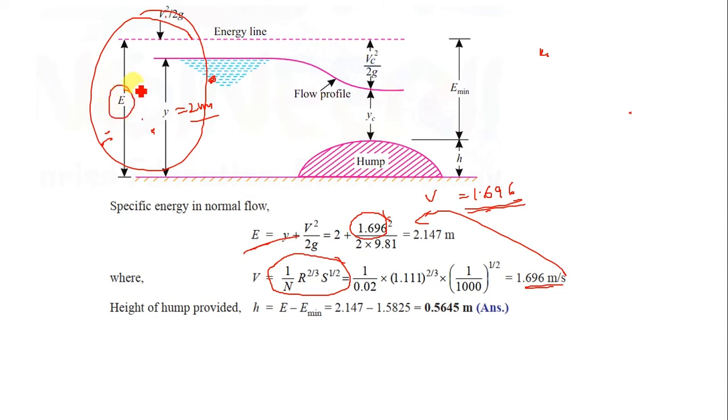So now E minus E minimum will give you the height of the hump required. So E minus E minimum equals 0.5645. So whatever the obstruction or the hump you are placing there, it has to be of height 0.5645. When the height is this value, then that flow is going to be critical flow.